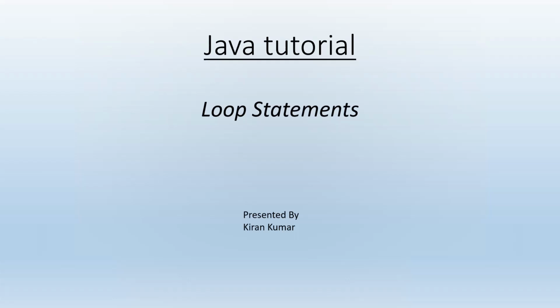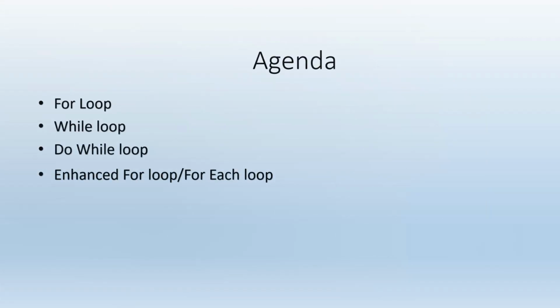In this video, I'm going to discuss the Java loop statements. Java has three loop statements at the time of introduction, like Java 1.2, that is the for loop, while loop, and do while loop. From the Java 1.5 version, we are having another loop, the enhanced for loop, or for each loop.